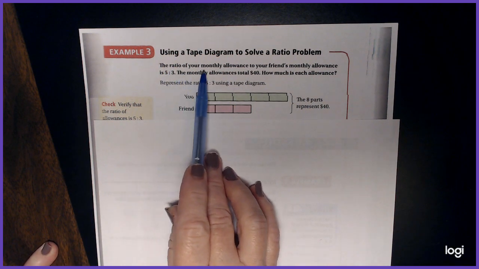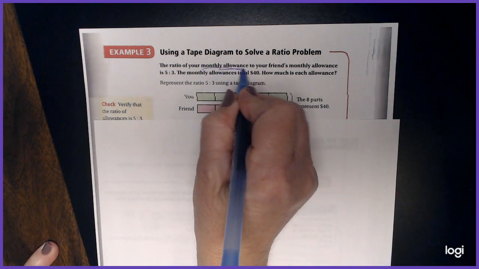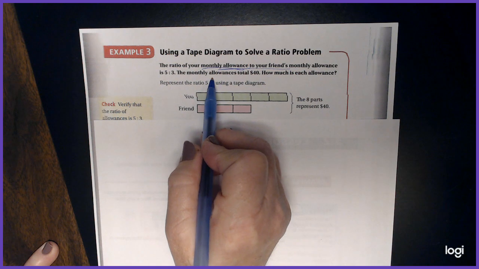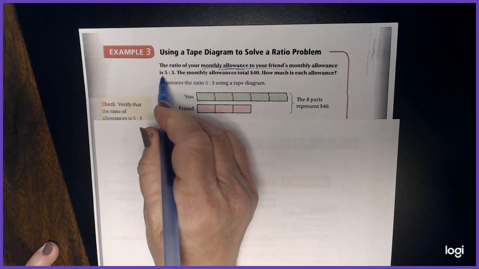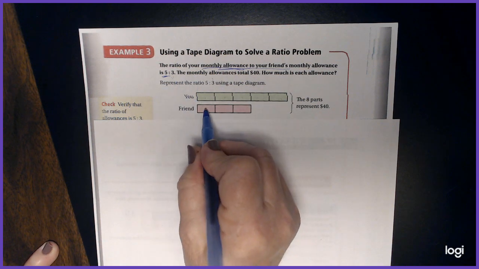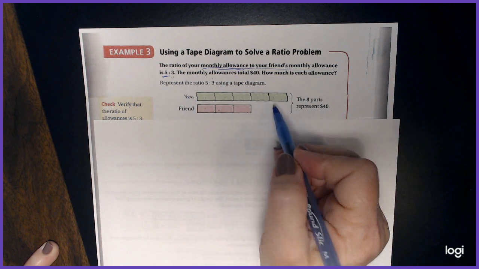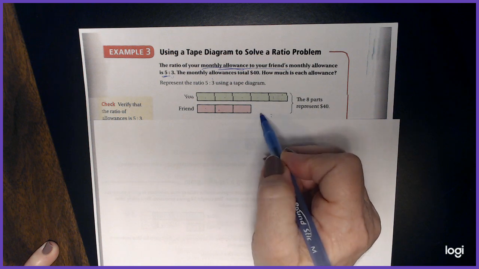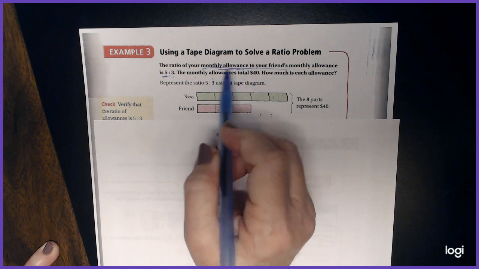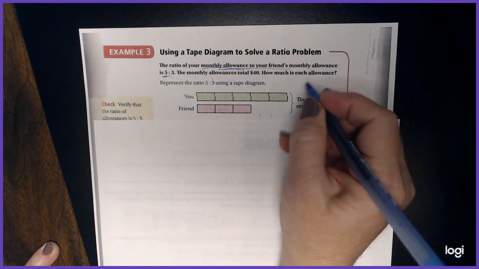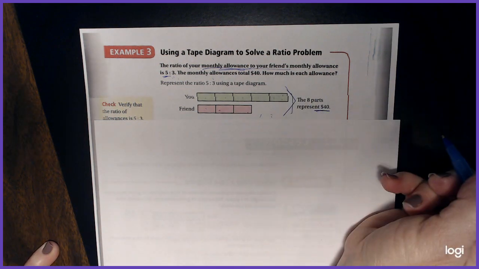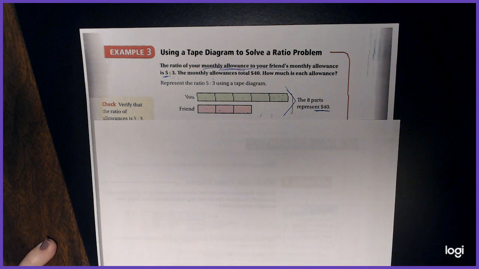It says the ratio of your monthly allowance to your friend's monthly allowance is 5 to 3. So your monthly allowance is 5, and your friend's is 3. Okay? All right, 5 to 3. So obviously you're bringing in more money than your friend. The monthly allowances total, so that means if we add all of these boxes up, they're going to equal $40. How much is each allowance?